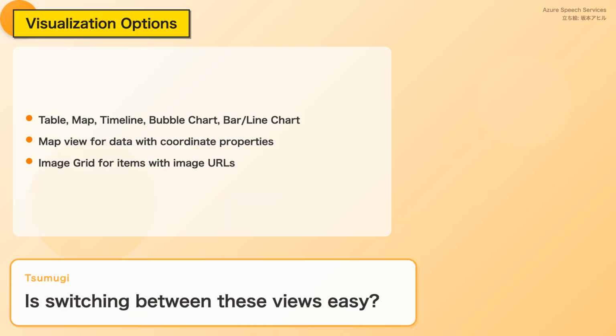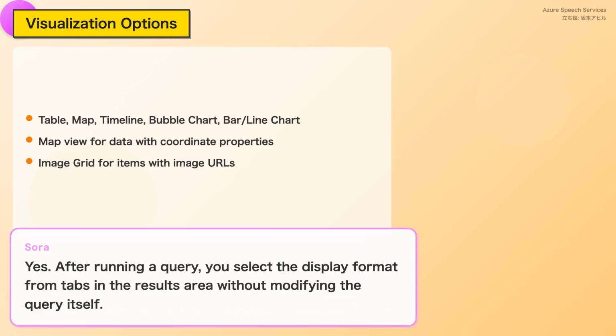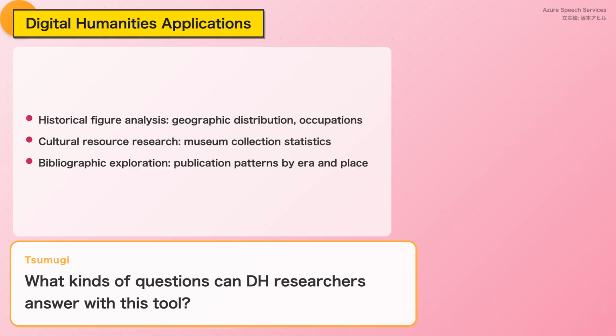Is switching between these views easy? Yes. After running a query, you select the display format from tabs in the results area without modifying the query itself. What kinds of questions can DH researchers answer with this tool?